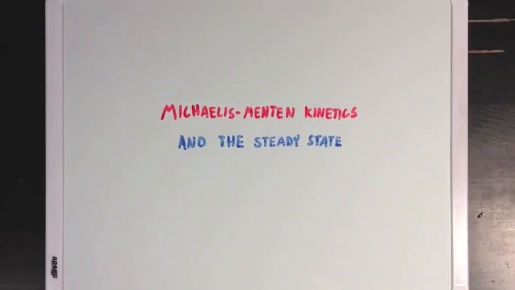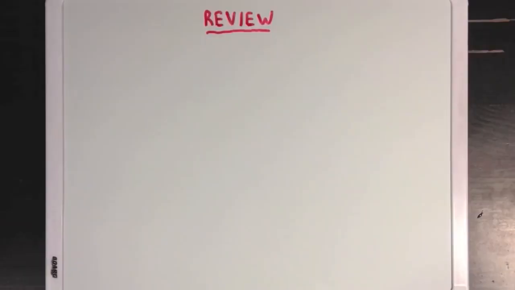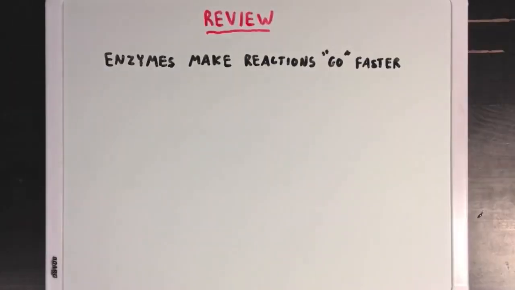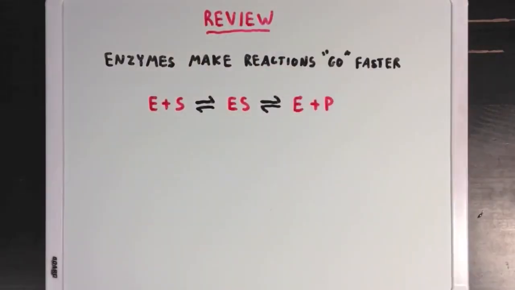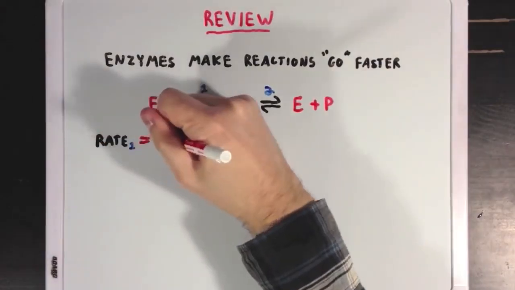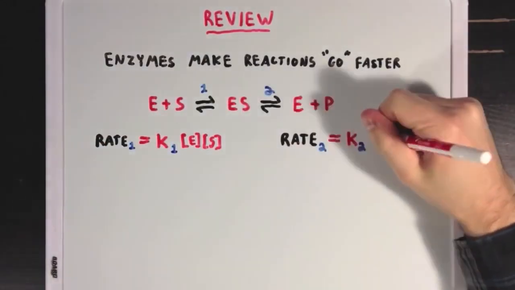So today we're going to talk about Michaelis-Menten kinetics in a steady state. But first, let's review the idea that enzymes make reactions go faster, and that we can divide the enzyme's catalysis into two steps. First, the binding of enzyme to substrate, and second, the formation of products. And each of these reactions has its own rate.